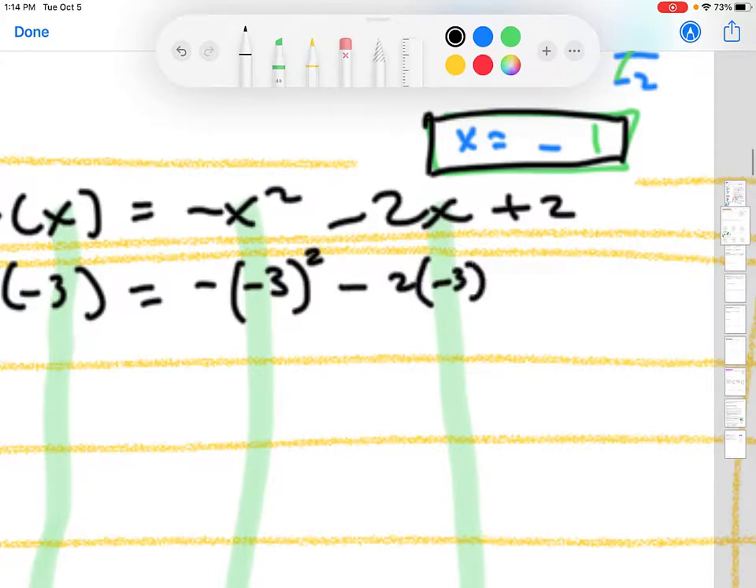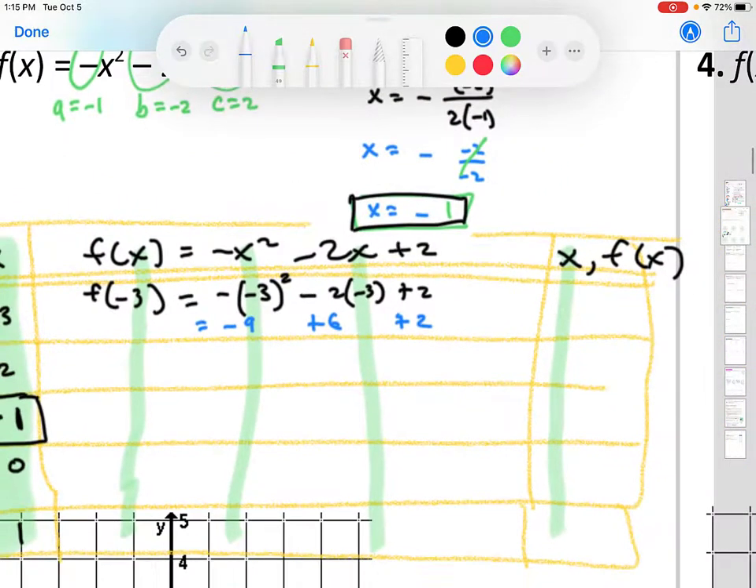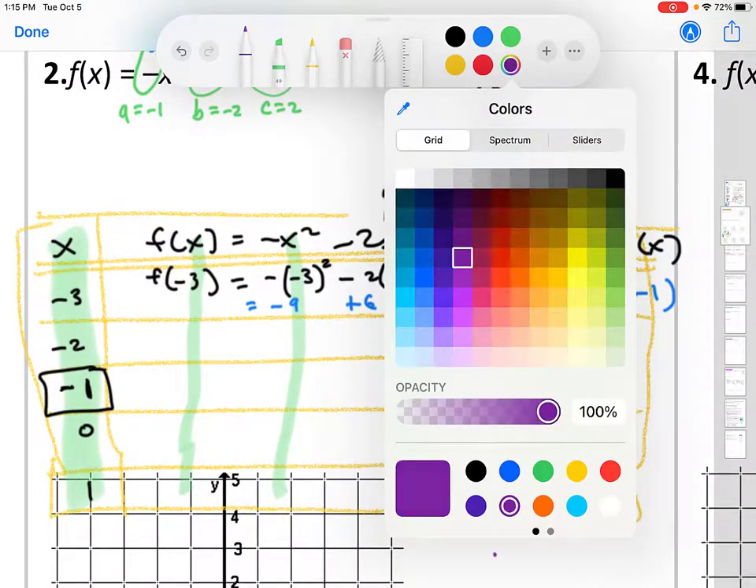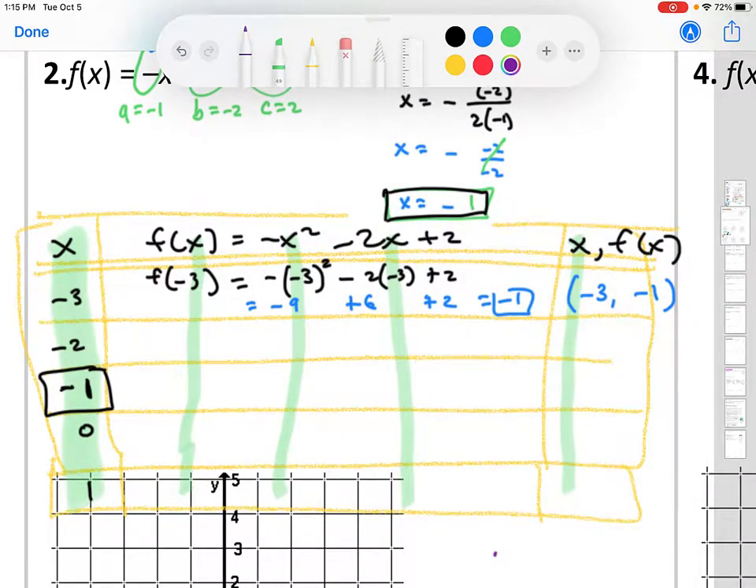And then order of operations here. Pay attention. This one's going to be negative 3 squared, which is positive 9, and the opposite is negative 9. You do not distribute the negative 1 there. Okay, negative 2 times negative 3 is positive 6, plus 2. So negative 9 plus 8 equals negative 1. So I have a negative 1 when it was negative 3. All right, let's do negative 2.